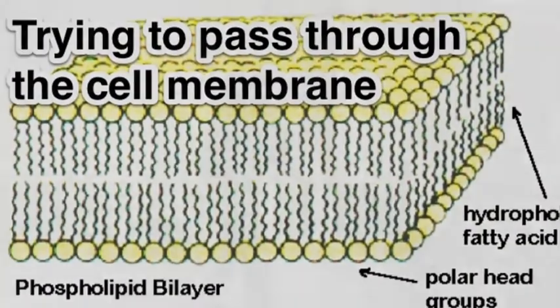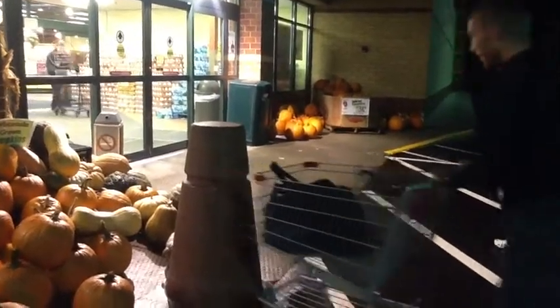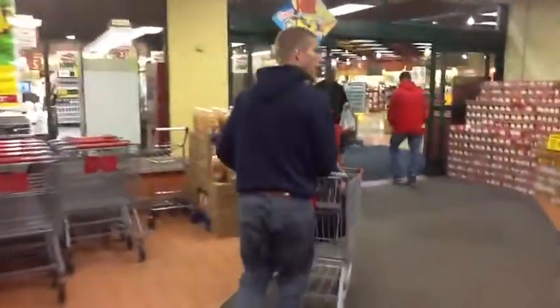Here I can't pass through the cell membrane because I'm a polar molecule. Again, I can't pass through the cell membrane. I have to pass through a protein. Imagine the protein as the doors to the grocery store. Notice there's two doors because it's a bilayer, a phospholipid bilayer with polar heads and non-polar tails.